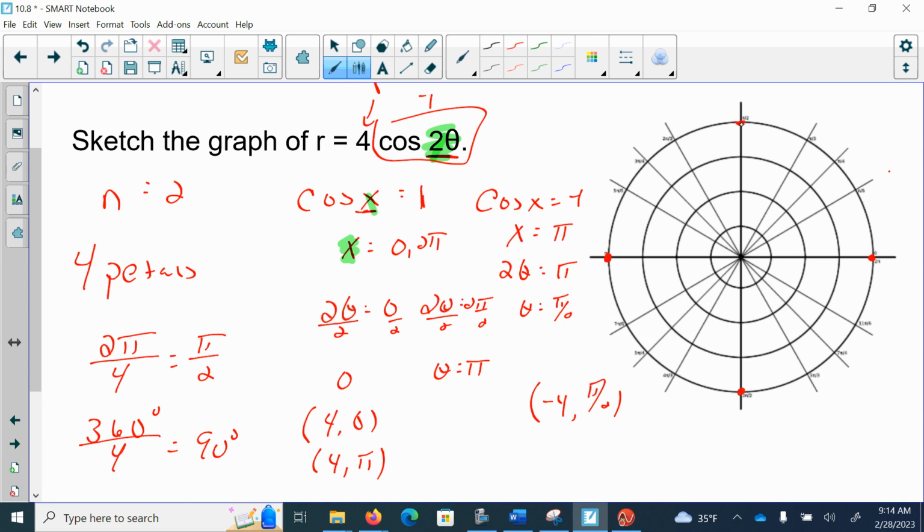I have 4 petals, I have 4 dots. It's a lucky, lucky day, so I'm going to sketch my 4 petals. I don't care how wide you make those petals, how skinny you make those petals. I'm looking for if you place the max in the right spot and if you knew what the maximum was.